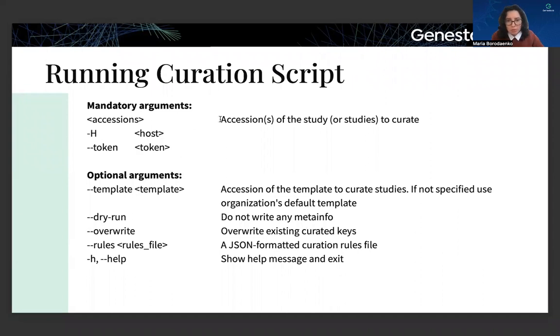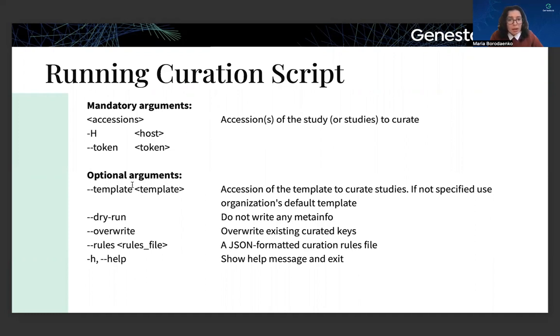Of course, you've got to specify which study should be curated. And if you have a bunch of studies, you need to provide a list of accessions or IDs separated by commas, and you can run curation of 10 or 100 studies in a row. And they will all be processed in parallel.